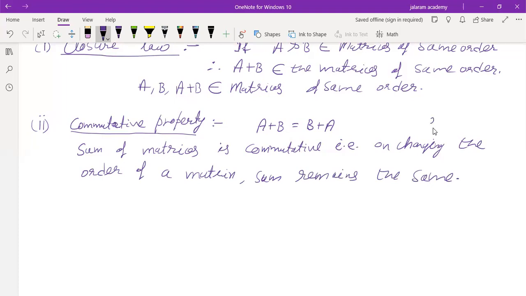If we add 2 plus 3, the result is 5. And it is same as 3 plus 2. So in this case, matrices are following the properties of real numbers. Is that clear to you? The sum of real numbers is also commutative and the sum of two matrices is also commutative. Okay.